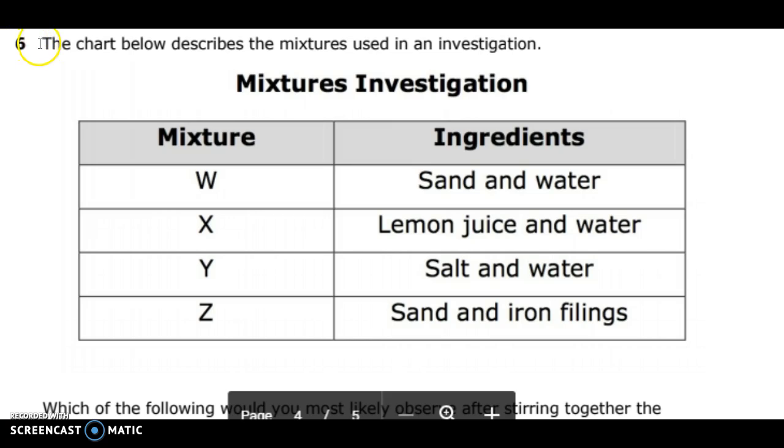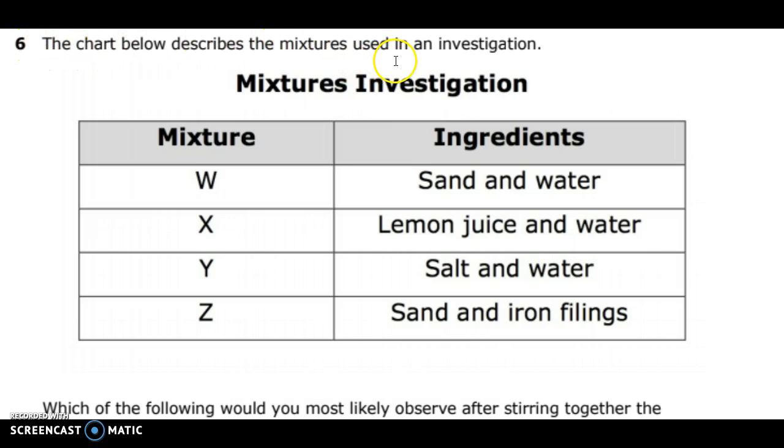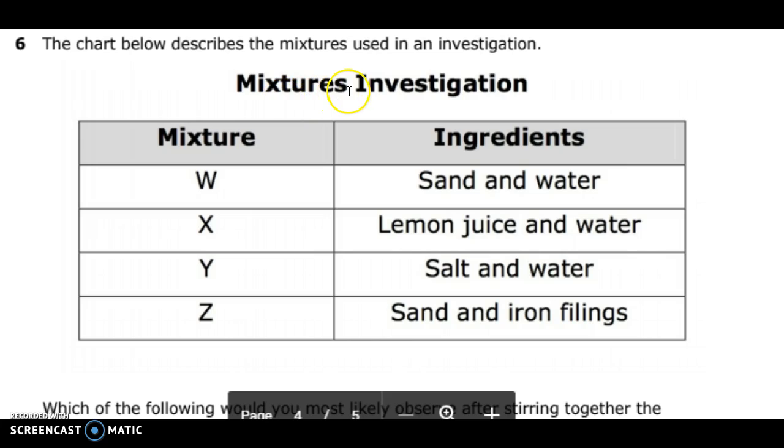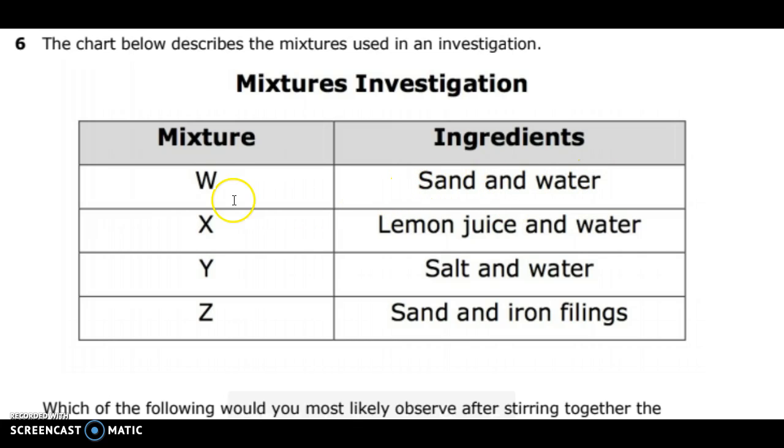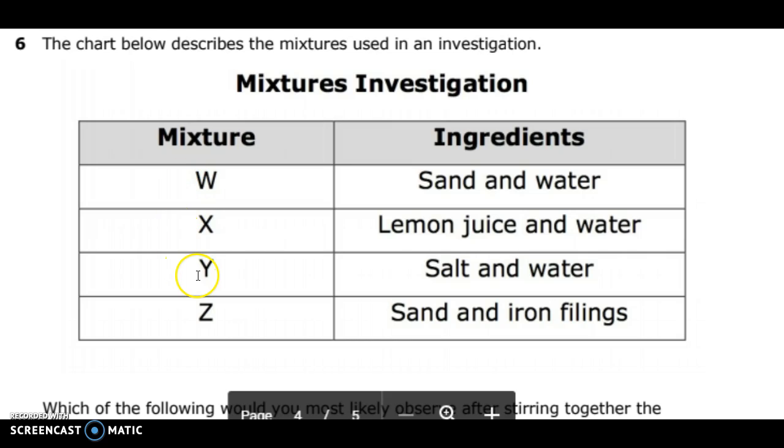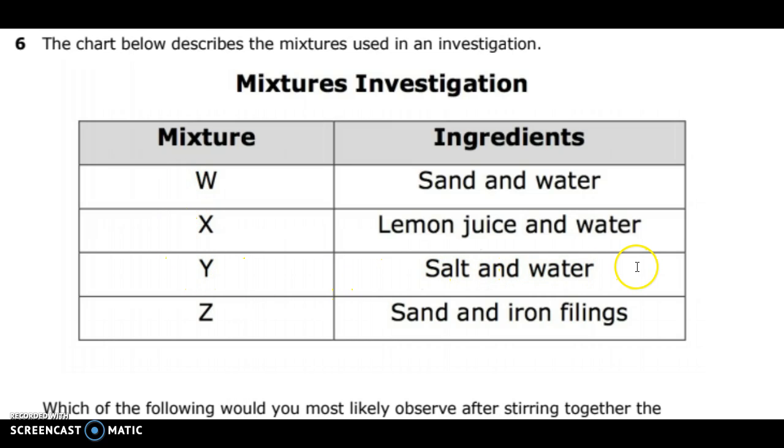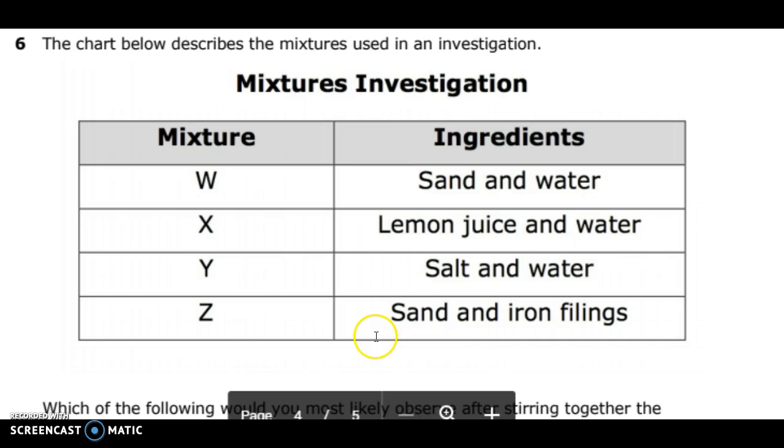Question 6. The chart below describes the mixtures used in an investigation. Mixtures investigation. Mixture W. Ingredients: sand and water. Mixture X. Lemon juice and water. Mixture Y. Salt and water. Mixture Z. Sand and iron filings.